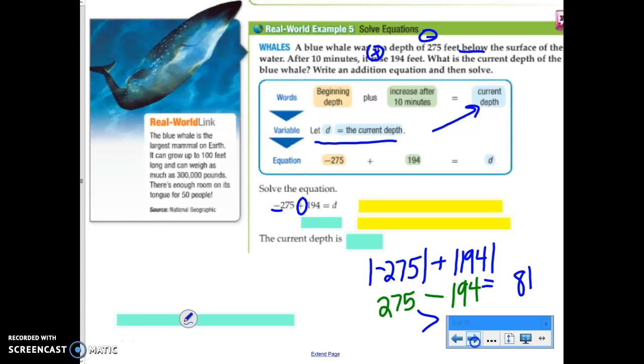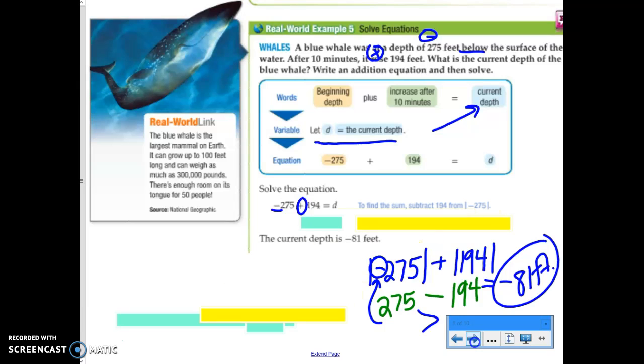Well, because I know 275 is greater than 194, I follow what's inside of that absolute value sign, 275. So I know that it's going to be negative 81. And because it's asking for the depth, and the depth is in feet, I label my unit feet. So negative 81 feet. And this, again, just kind of explains everything to you that I had just reiterated.